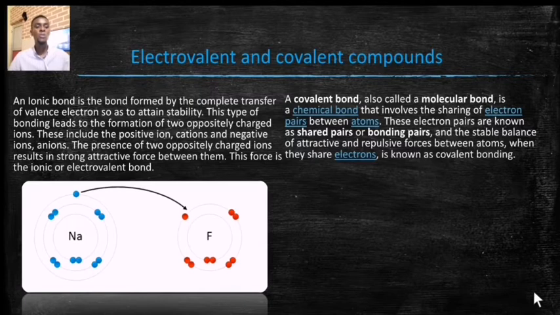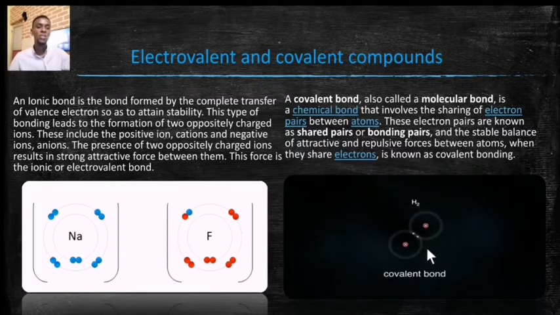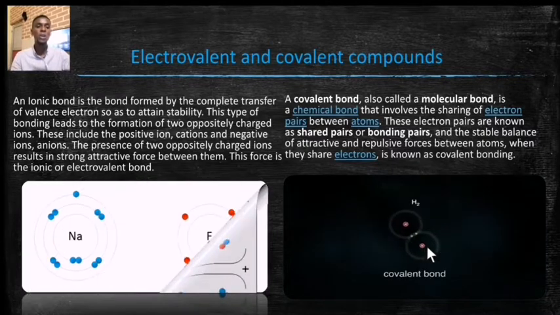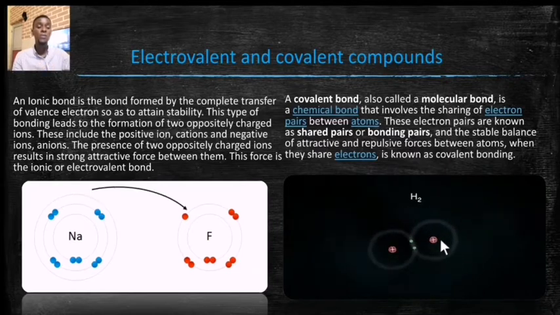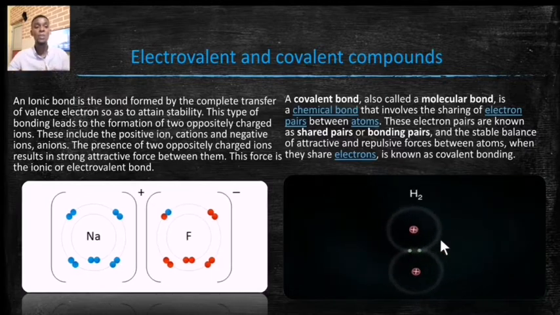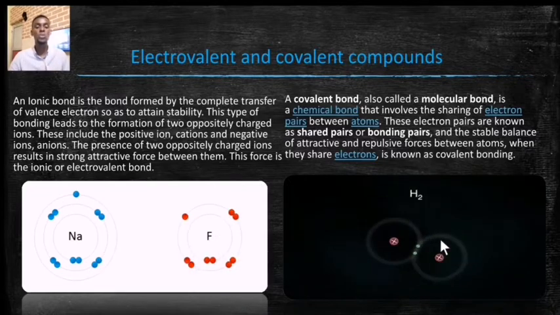For a covalent bond, on the other hand, using hydrogen as an example, hydrogen atoms have one electron each, so they come together to share. So covalent compounds involve a compound that has shared electrons. Such bonds are usually formed between two non-metals.